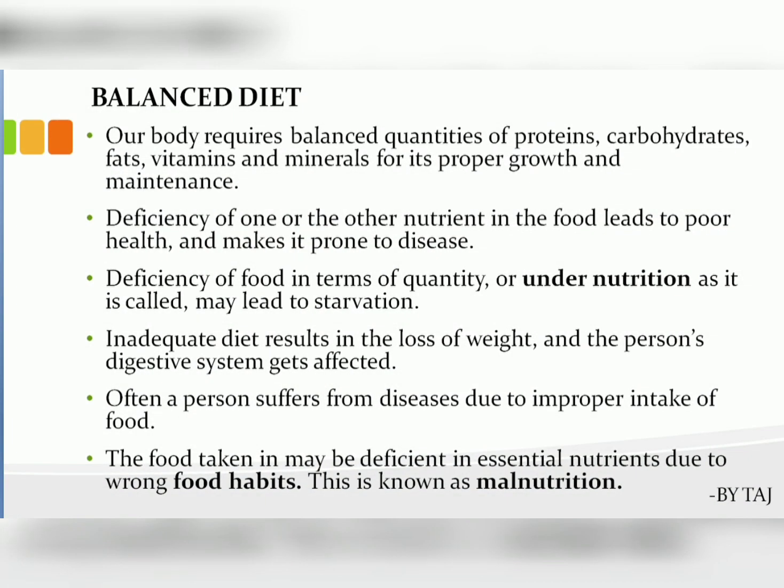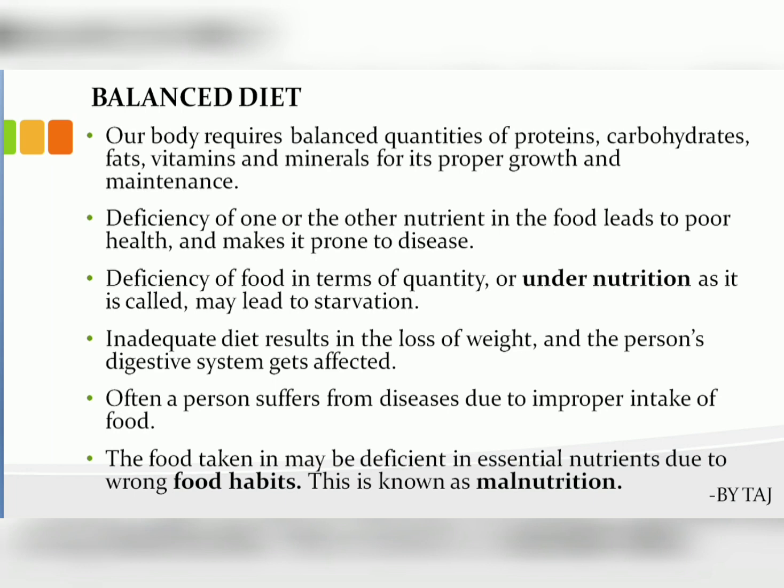Coming to another very important concept, a balanced diet. Our body requires balanced quantities of proteins, carbohydrates and fat, that is macronutrients, and vitamins and minerals, micronutrients, for its proper growth and maintenance. Deficiency of one or other nutrients in the food leads to poor health and makes one prone to diseases. With deficiency of these nutrients, we will get so many diseases.